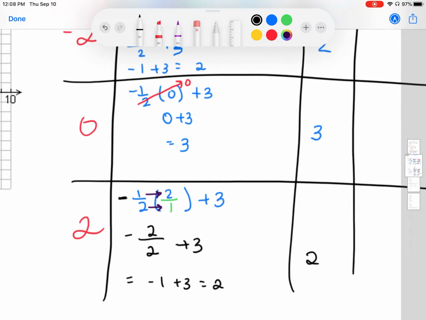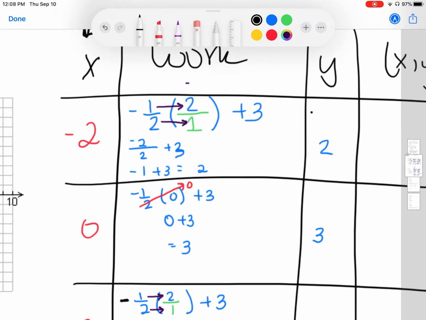I think I made a mistake in the very first one. We had negative 2, right? So this was supposed to be negative 2, which would make it positive. So it was 1 plus 3, we get 4.